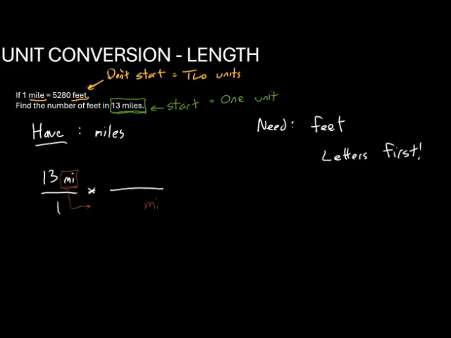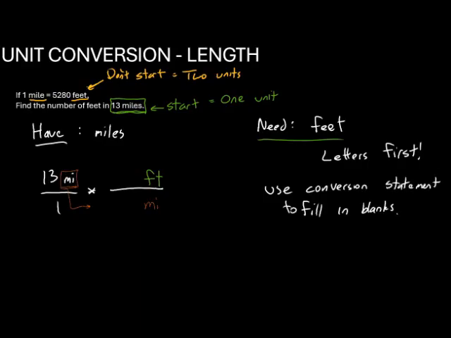I'll write that in orange here. On top, we'll put what we want to get at the end of the question. We've written that we need feet, so we'll place feet in green on top. Now, what we need in order to continue is to fill in the blanks on top and bottom with the correct numbers. We're going to use our unit conversion statement to do that. We'll write that 1 mile is the same as 5,280 feet.